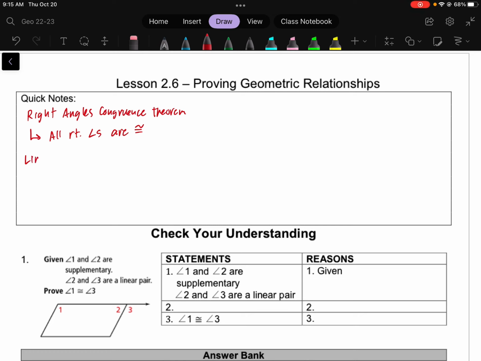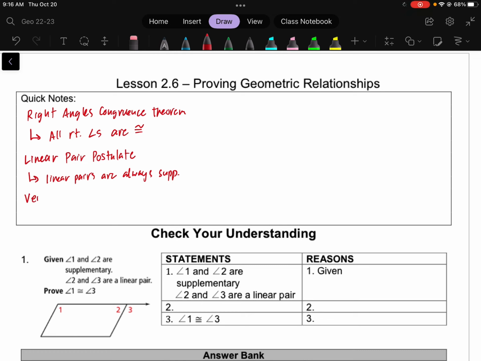Let's record the big idea about the linear pair postulate. All this refers to is the fact that every linear pair in the known universe is a set of supplementary angles. So linear pairs of angles are always supplementary.